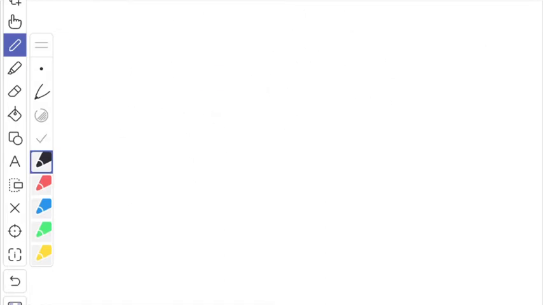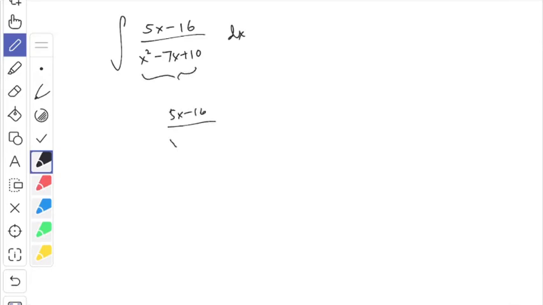How about let's do the integral of 5x minus 16 over x squared minus 7x plus 10. The bulk of the problem is doing the partial fractions and finding those coefficients. Once you've done the partial fractions, then the integral itself becomes easy to do. It's just some logs, right? Let's do it. So first of all, I'm going to set up this thing right here. I guess I'll write it again: 5x minus 16 over, can we factor the bottom?